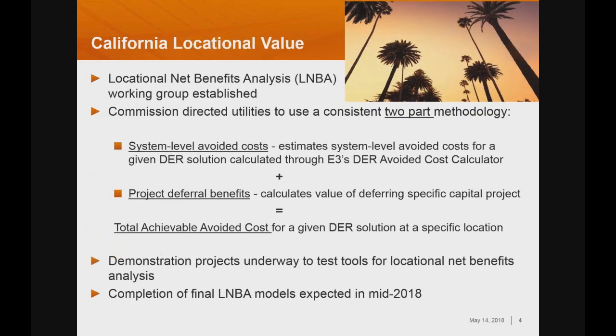So first we'll talk about California. They have a working group in California called the Locational Net Benefits Analysis Working Group. And the commission there, working with the working groups, has directed the utilities to use a consistent 2-part methodology.